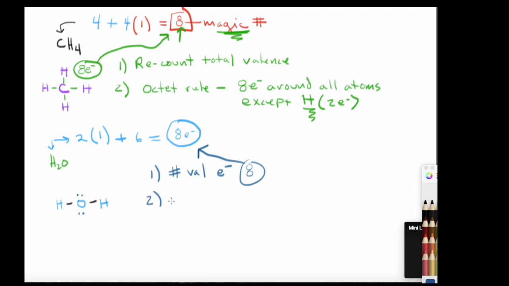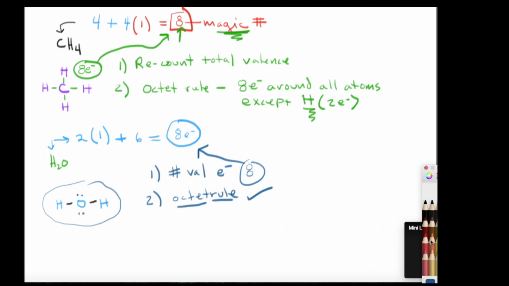Test number 2 is to make sure we have the octet rule. In this case, for the central atom of O. And we see there's 2, 4, 6, 8 electrons around it. So we've met that rule. So this is most likely the best structure for H2O.